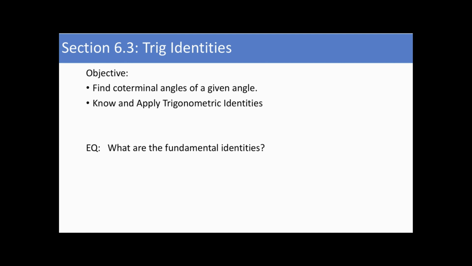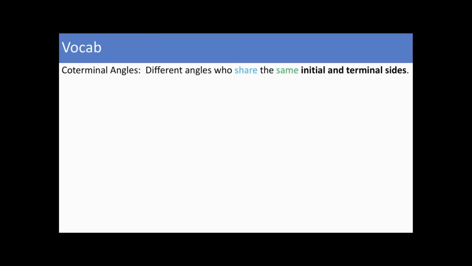Hello, this lesson is about the trig identities. We've been talking about the unit circle and we'll continue discussing the unit circle. One vocabulary word you need to know is coterminal angles. These are angles that share the same initial and terminal sides. Remember, initial means beginning and terminal means ending.